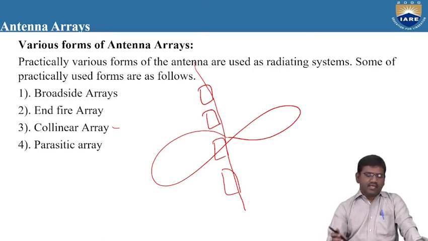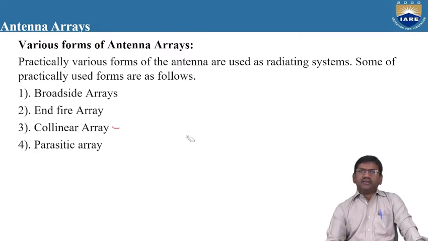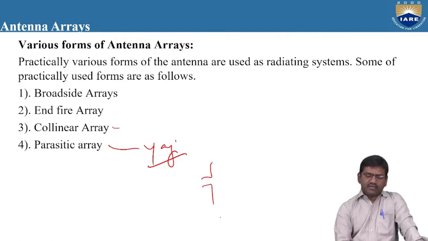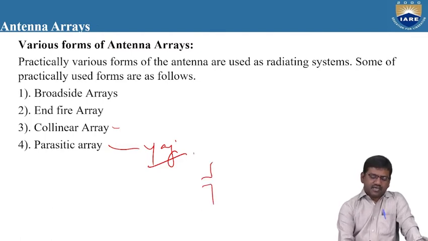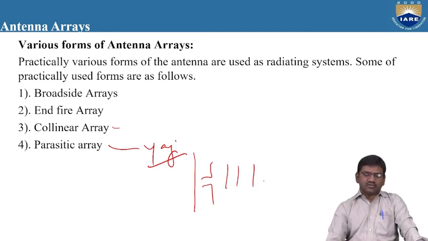And the parasitic array. A parasitic array is one where only one element is given power, and all the other elements will receive the power from the main element. The best example is the Yagi antenna. That means a dipole antenna, we are giving supply excitation, and all the reflector and directors are going to be excited due to the dipole antenna.